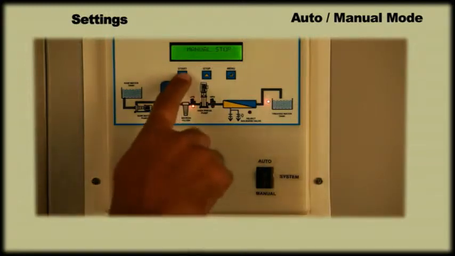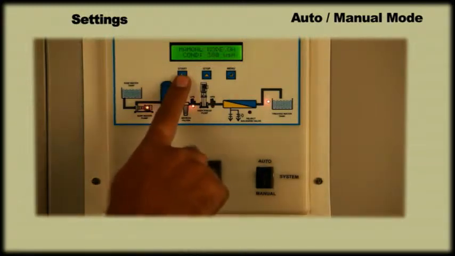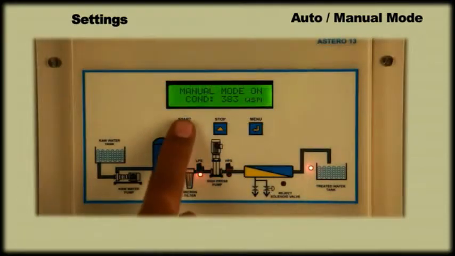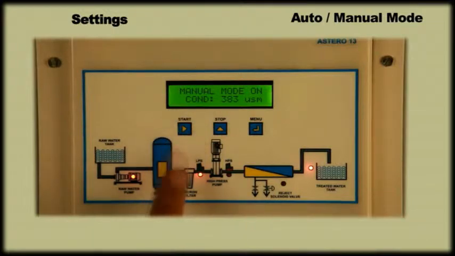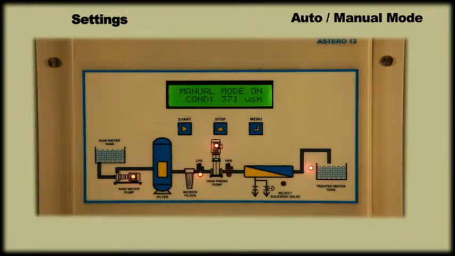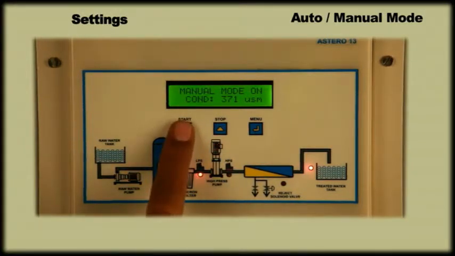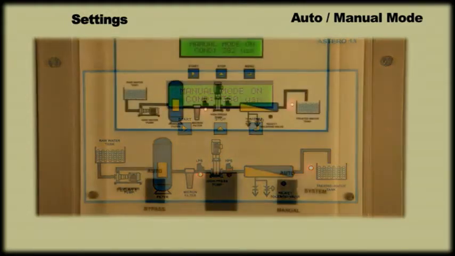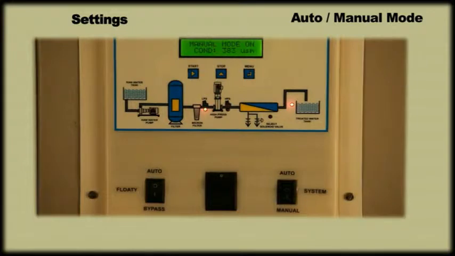Press start key. The display will show manual mode on. In this mode, the start key is used to switch on and off raw water pump. Similarly, stop key is used for high pressure pump. Please note that high pressure pump will start only if raw water pump is on. Also, note that even if the panel is in manual mode, all the motor protections shall remain enabled. Same way, one can switch to auto mode.